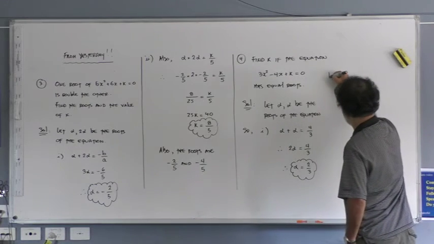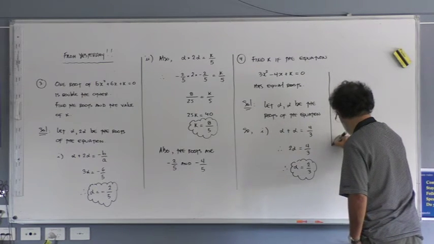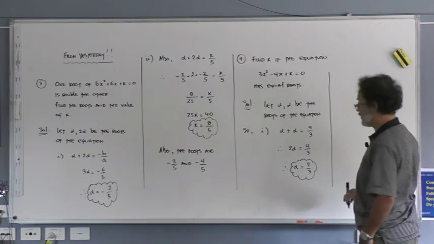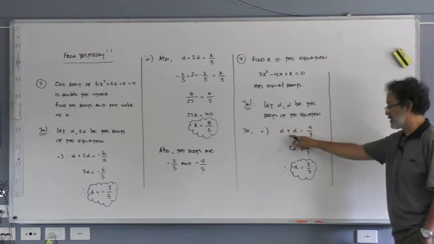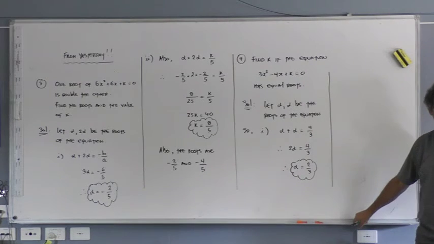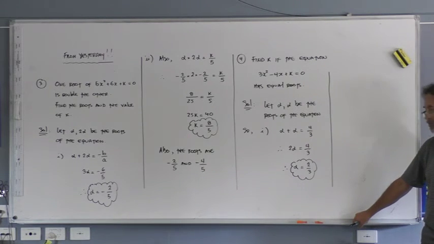Okay, and then you need to find the answer for k. How are you going to find the answer for k? By using the second property. So the properties say that when you multiply them, the answer is going to be C on A.